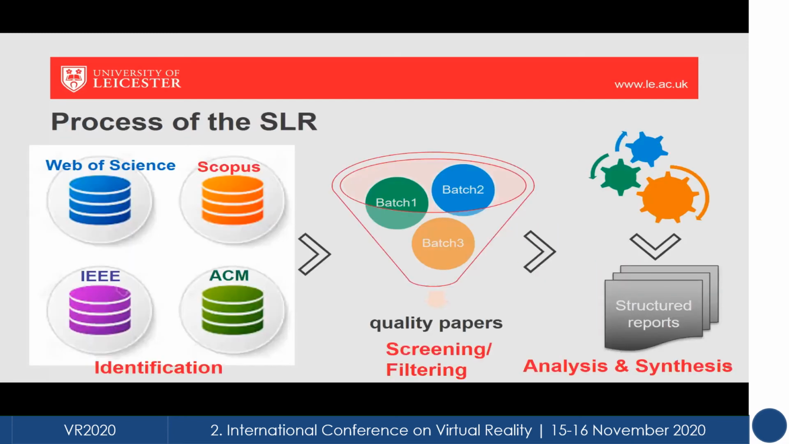So this is our process, which basically follows PRISMA, a standard process. We look at four large databases: Web of Science, Scopus, IEEE, and ACM. We retrieve papers from these databases, then screen the papers to see whether they meet the inclusion or exclusion criteria. Then we go through the papers to see if they meet the quality criteria as well. Then we do the analysis and synthesis to draw the implications and produce a report.